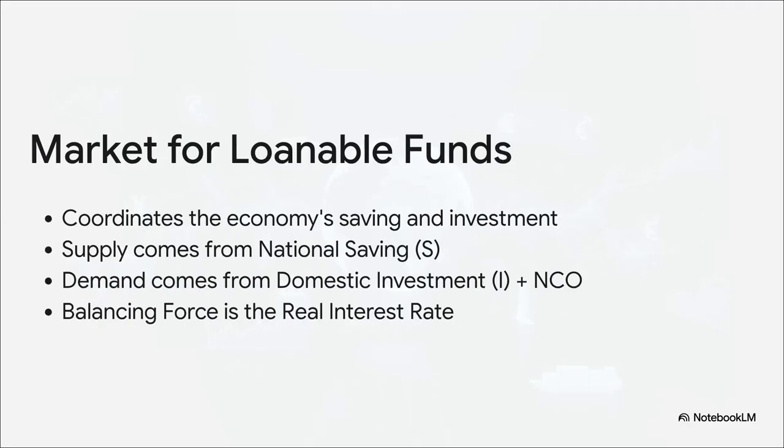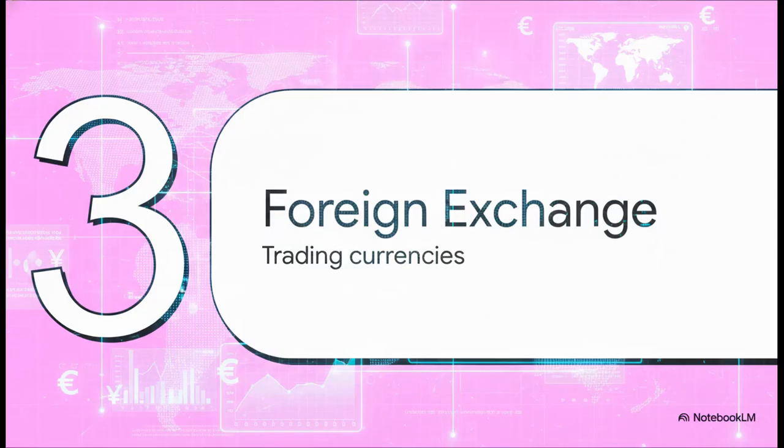Section 2, Market for Loanable Funds. Think of this market as the grand coordinator of all domestic wealth. The supply of loanable funds comes entirely from national saving. You save a buck, it ends up here. But the demand? It's twofold. It comes from folks wanting to fund domestic investment, plus those seeking net capital outflow to buy foreign assets. And the automatic stabilizer balancing all this out? The real interest rate. When demand is super high, the interest rate just rises to cool things down. Simple as that.